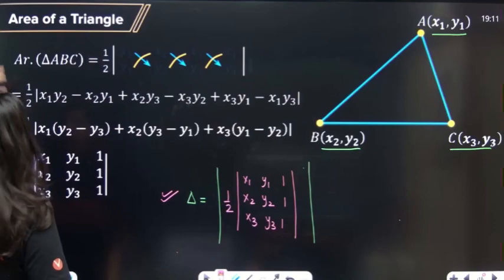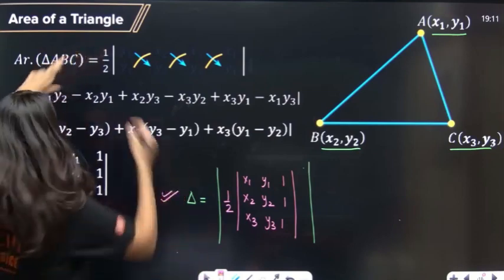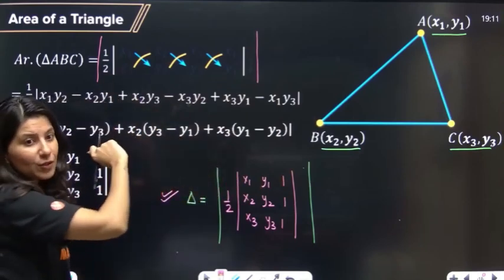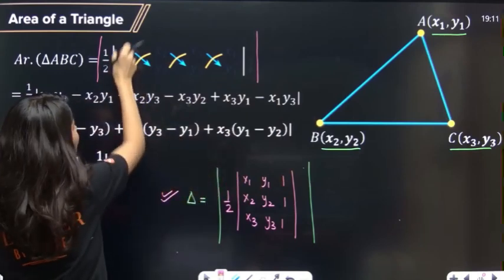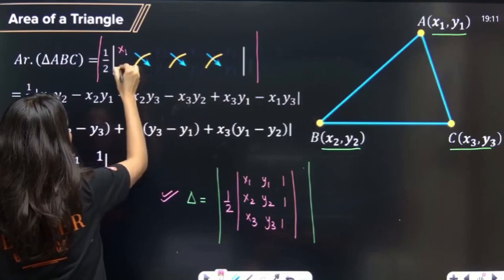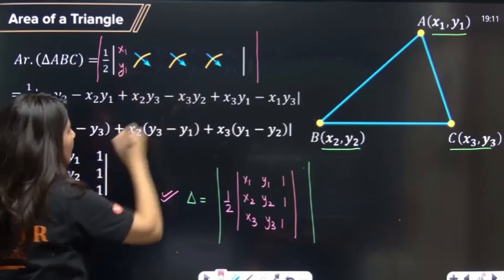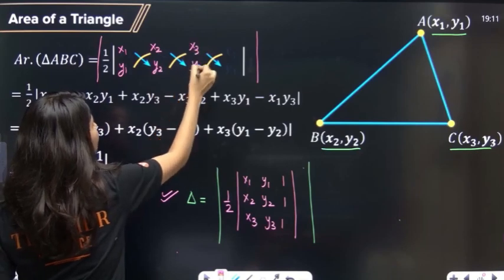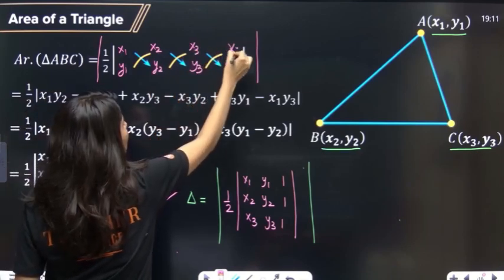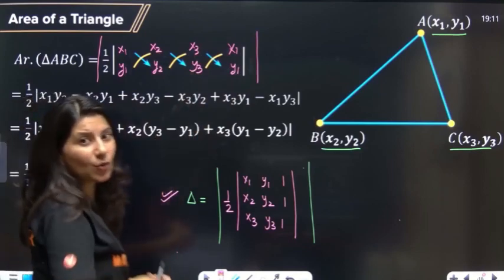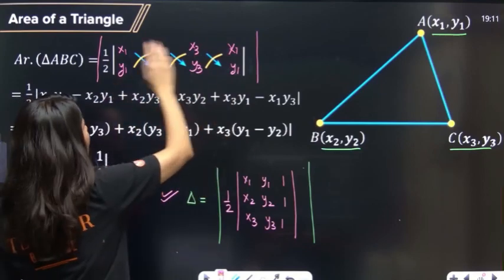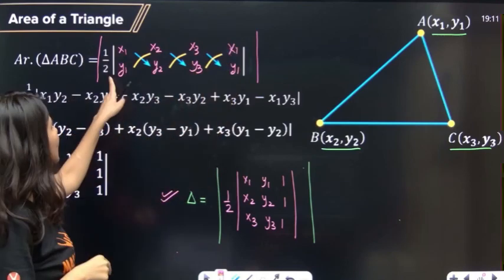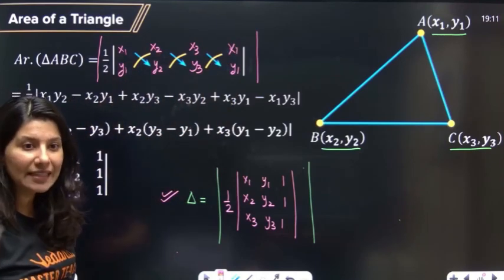So area of triangle will be half. Obviously there will be modulus. Now what you have to do is write column 1 with the first coordinate x1, y1, then x2, y2, then x3, y3, and back to x1, y1. One more extra row, cyclic order. We need to complete the circle: x1, y1, x2, y2, x3, y3, back to x1, y1. So starting and ending should be exactly the same.